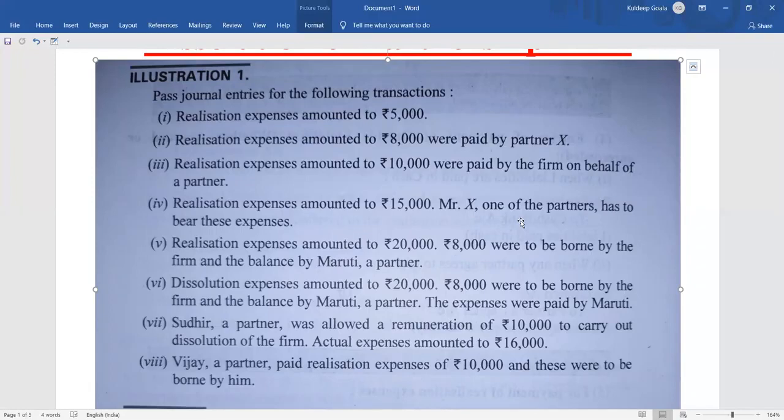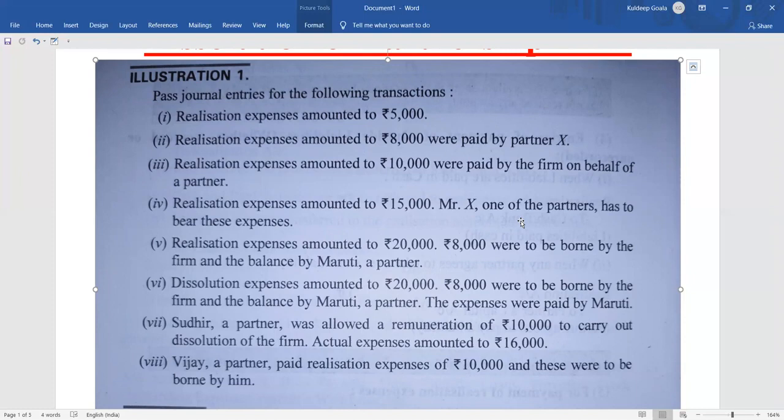Realization expenses was 15,000, right? And Mr. X, one of the partners, has to bear these expenses. Okay, Mr. X will bear. So what will happen if the partner is supposed to bear? Same thing. If the partner is supposed to bear, it will be partner's capital account debit, right? Partner's capital account debit to bank account.